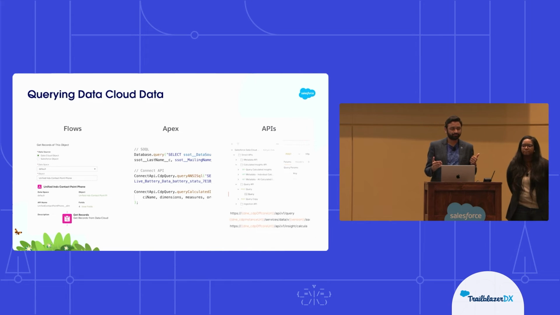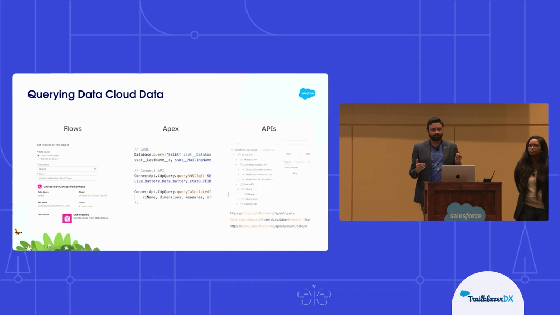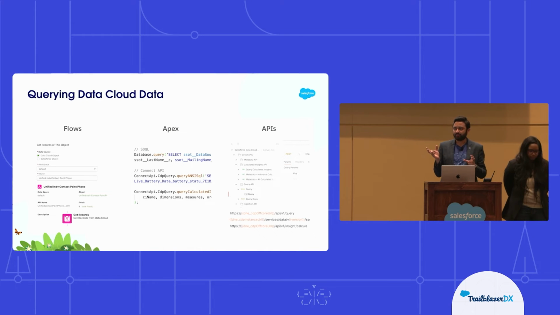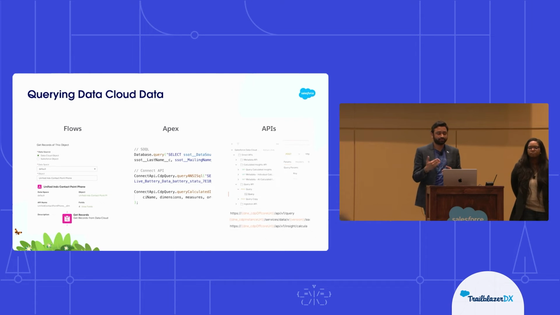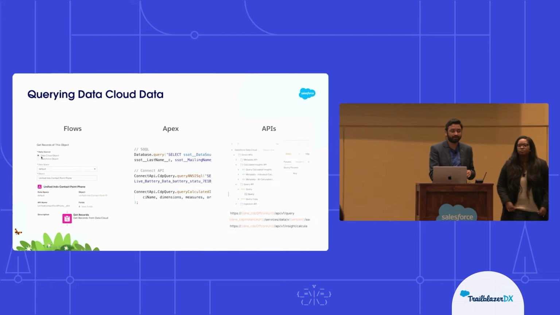One is flows. Within flows, all of us have worked with a Get Records element before, and that always used to let us only select Salesforce objects. But now you can also choose Data Cloud objects. You're going to see a nice little radio button, which lets you choose between a Salesforce object and a Data Cloud object, and query the data you want.